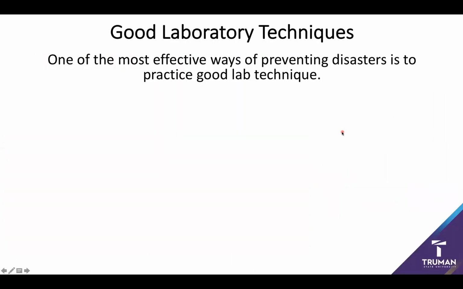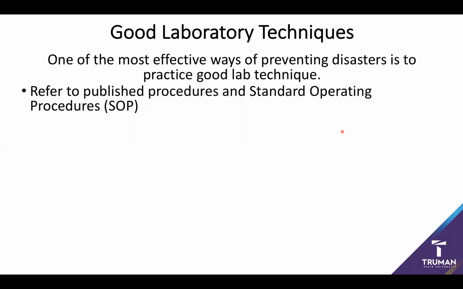So one of the most effective things you can do to prevent a disaster is just practicing good lab technique. And this is one of the big things that your time here at Truman should help teach you: what's good lab technique and what's bad lab technique. And good lab technique will generally help prevent any sort of major problems. And one good source for what you should do while doing any given synthesis or purification is to refer to what are called standard operating procedures. So these are typically published or well-respected procedures for how you can do a given process.